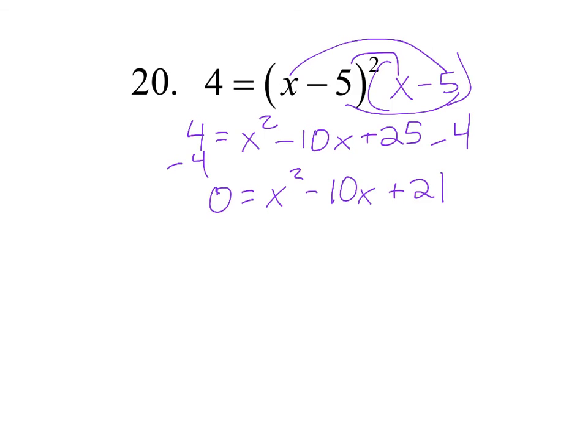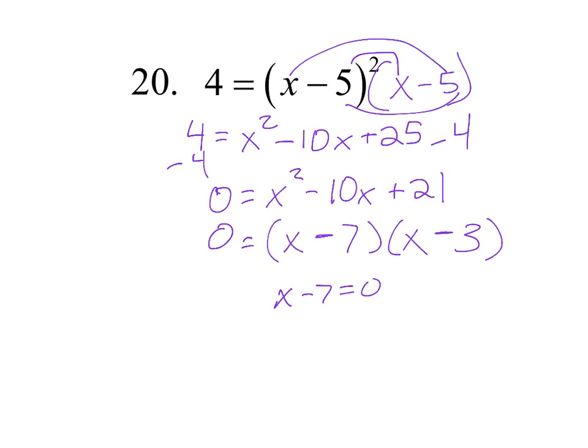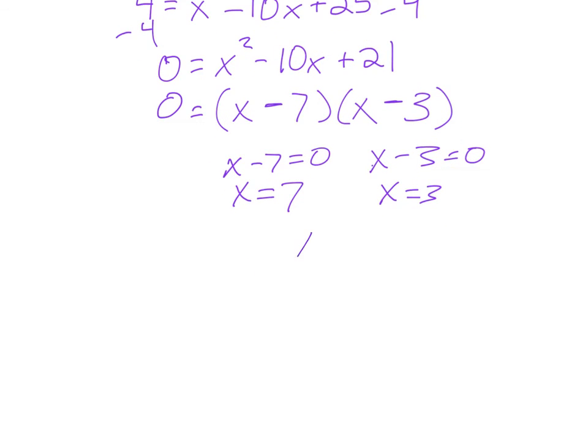Now we have to factor. 0 equals x, parenthesis, x, parenthesis. Factors of 21 that add to 10 are 7 and 3. So they're both minuses. So x minus 7 equals 0, x equals 7. X minus 3 equals 0, x equals 3. So x equals 3 and 7.